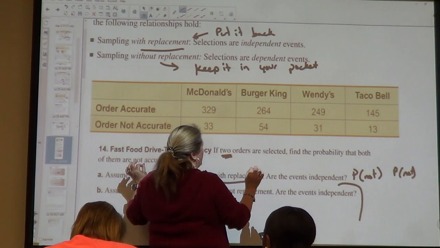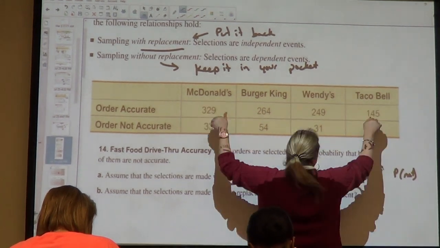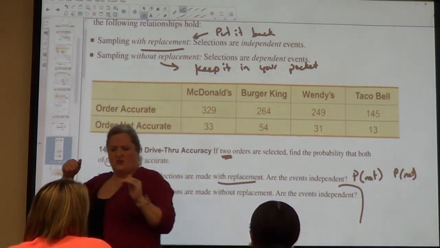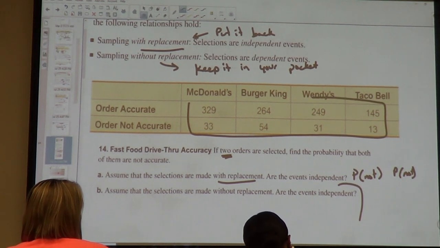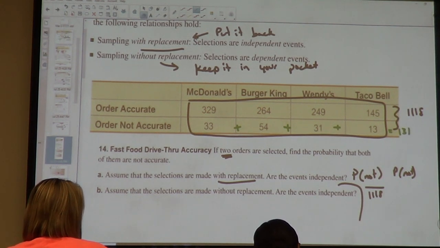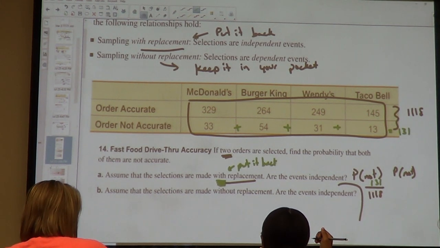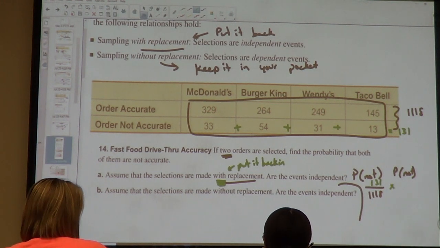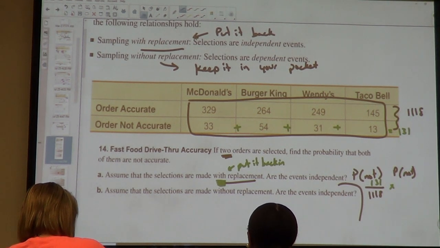Add up all the not accurates, because that's what makes me happy. And then my total. Is my total 1118? Yeah. So my total we know is 1118. How many are not accurate? 131. Now, it says with replacement. That means I put it back in. So what is my next fraction going to be? I'm putting the card back in. Same thing.